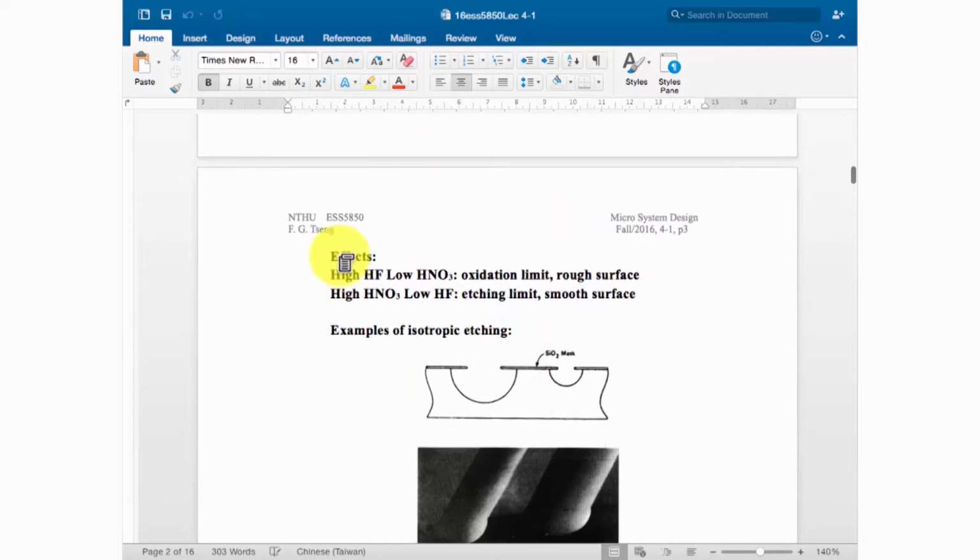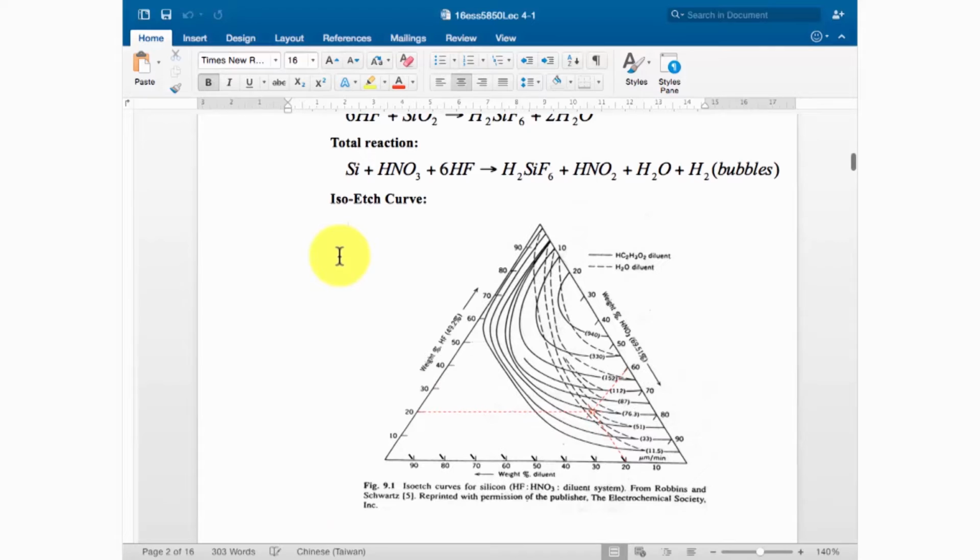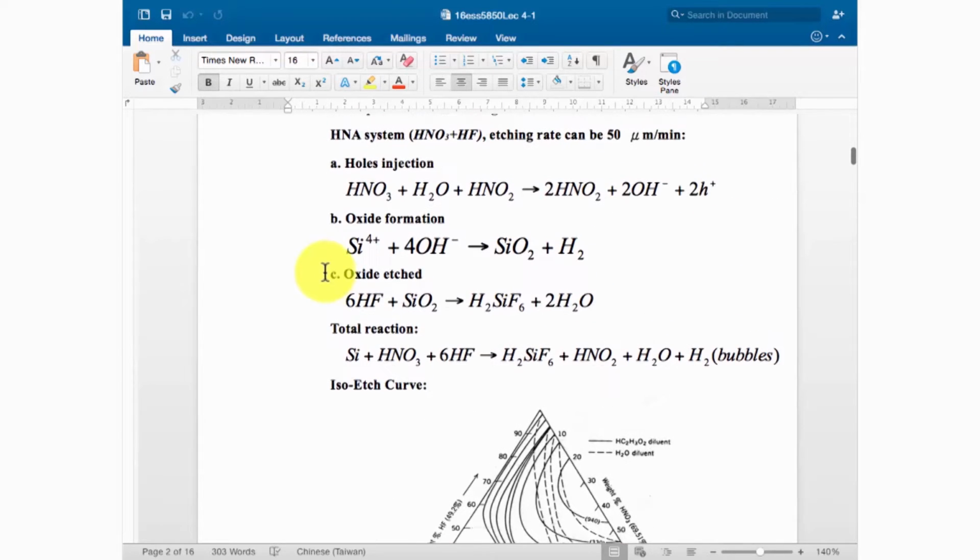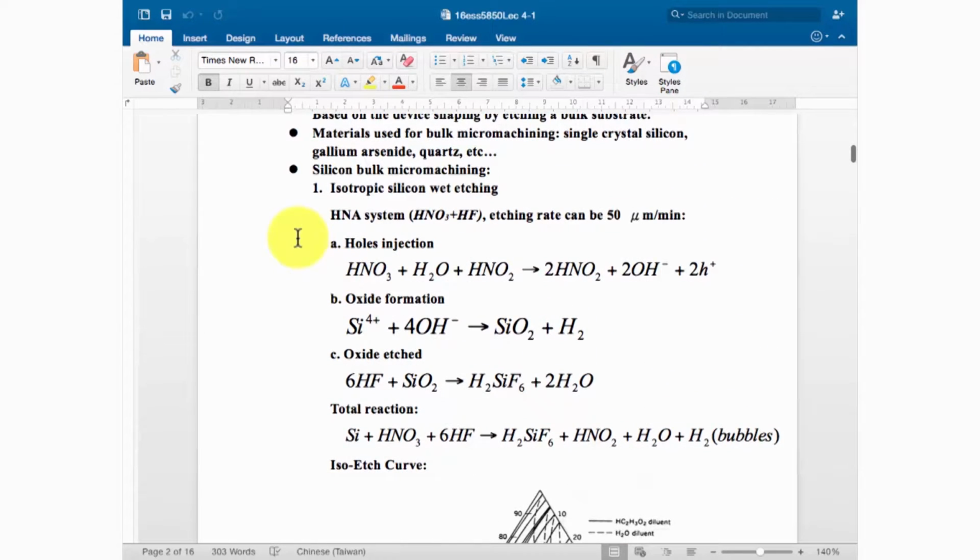Okay, so how do we perform the silicon isotropic micromachining process? We will use a special chemical we call the HNA system. HNA means H is hydrofluoric acid, N is nitric acid, and A is acetic acid. It's an aqueous solution, so it's called the HNA system. The HNA system gives you a very strong etching process.